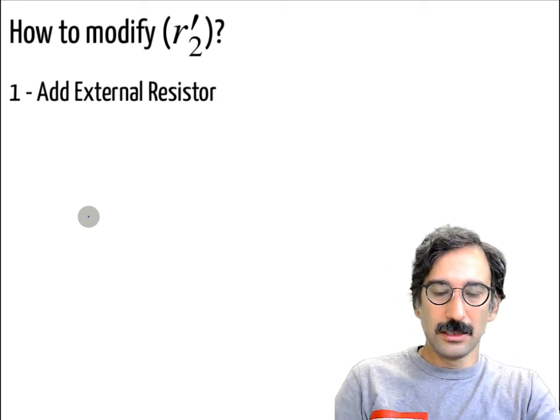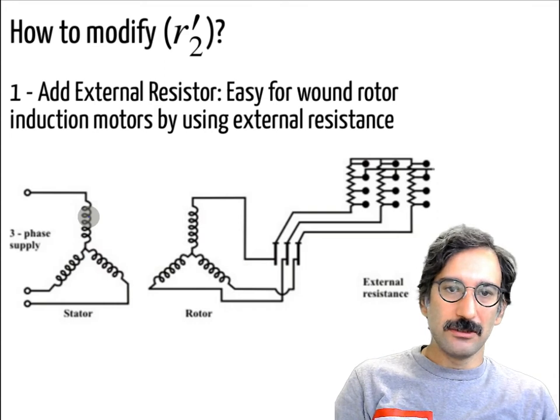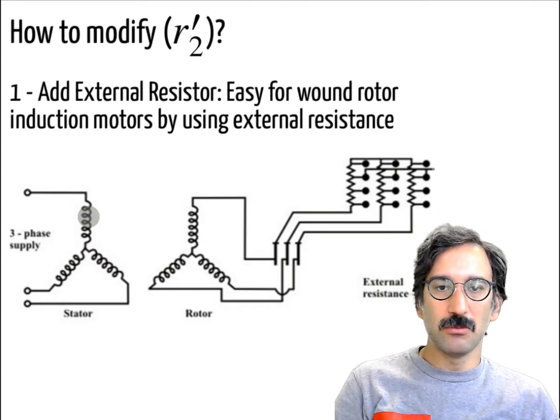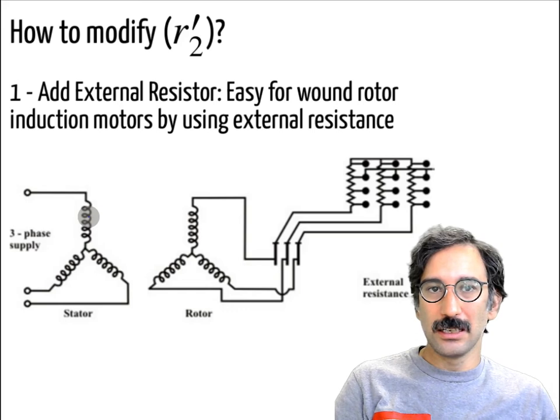So what's the point? Okay, yes, that is easy for wound rotor induction motors. And actually, I think that is the only advantage of wound rotor induction machines compared to squirrel cage induction machines.